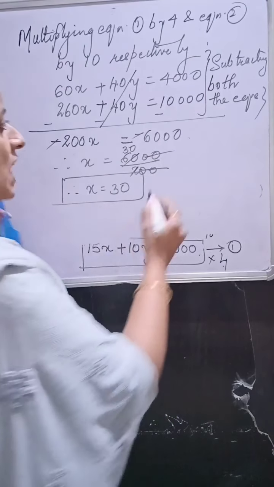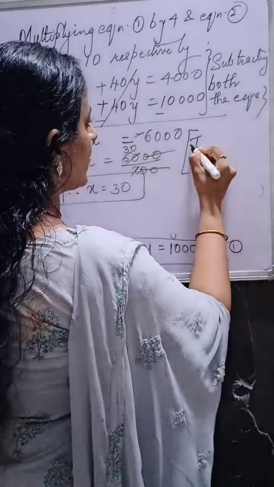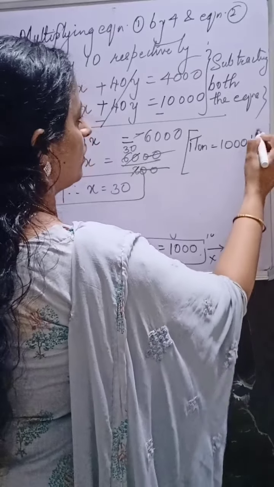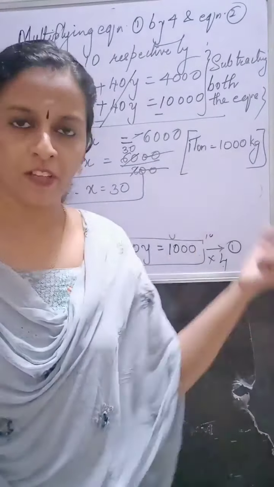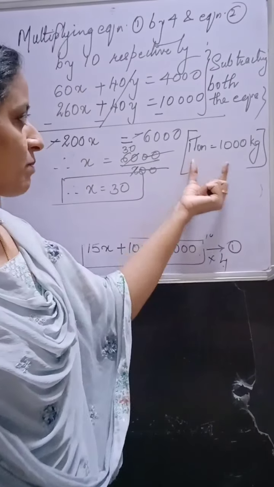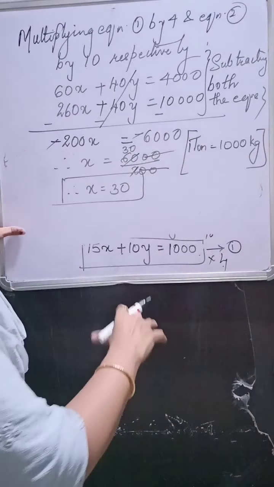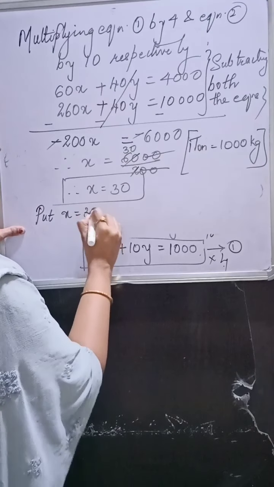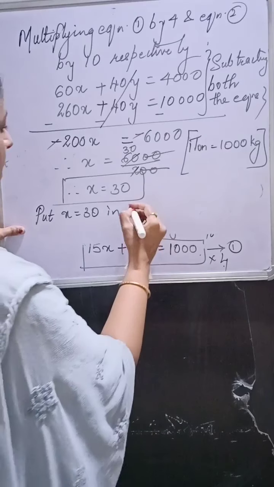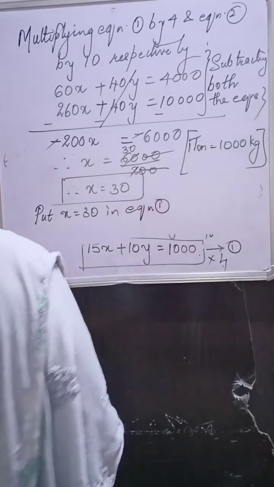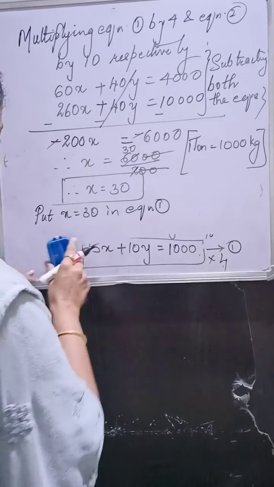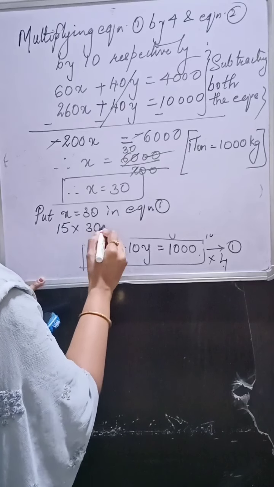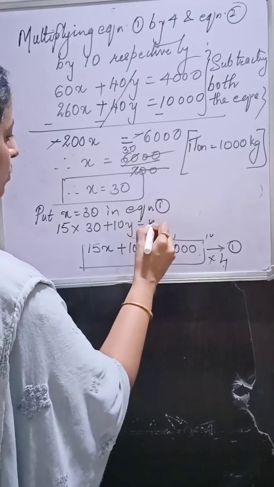Children, just beside you mention 1 ton is equal to 1000 kilogram, so that they know that we know the relation between ton and kilogram. Please mention this one step anywhere in the sum. So we got x is equal to 30. Next, put x is equal to 30 in, I liked equation 1. In equation 1, I'll get 15 into 30 plus 10y is equal to 1000.